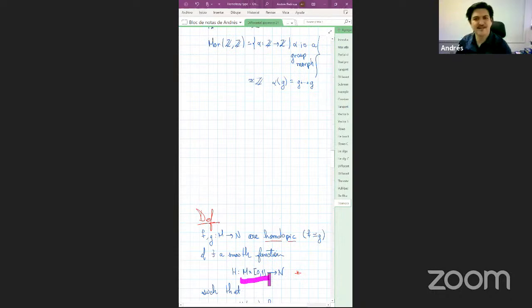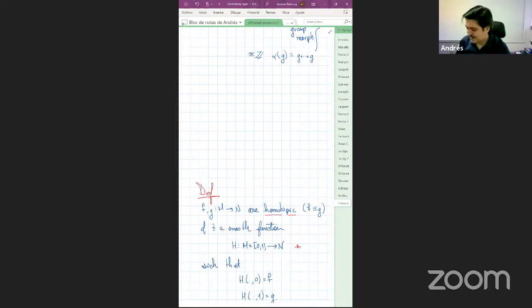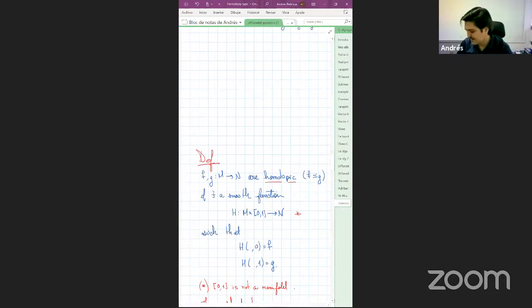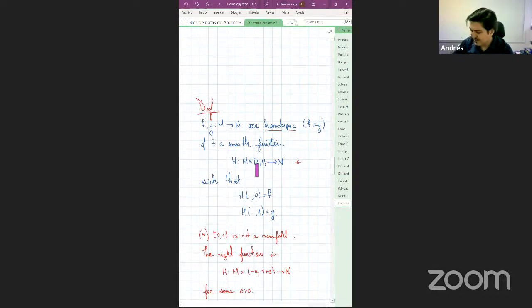but not N cross [0, 1]. So if you really want to go away and look at manifolds only, then we can replace the closed interval by an open interval, and then everything works well. Okay? We can replace [0, 1] by this interval, and again, H at 0 has to be F, and H at 1 has to be G, and that's it. Okay?